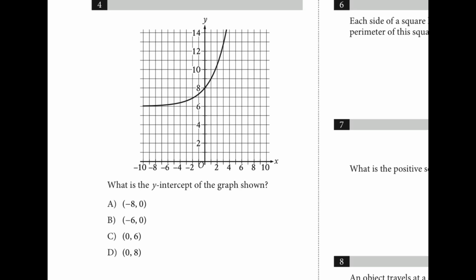Number 4, we have a graph, and they want to know what is the y-intercept. That is, where does the graph cross the y-axis, and that is right here. So that is the coordinate 0, 8, which is D.